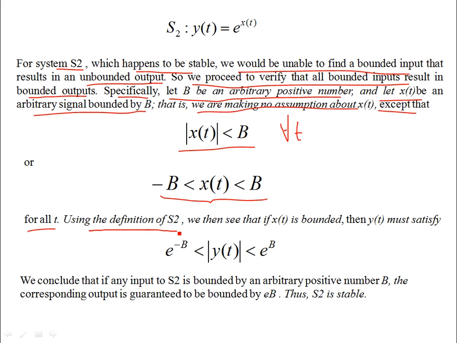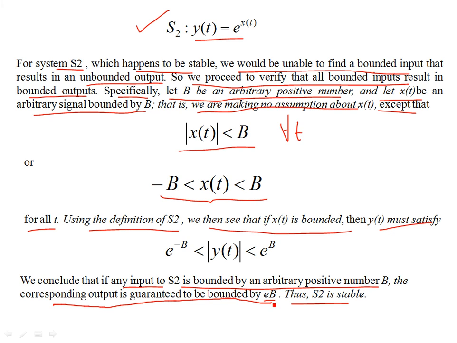Now using the definition of S2, the system defined by this equation, we can see that if x(t) is bounded, then y(t) must lie between e to the minus B and e to the plus B. That means the output y(t) is bounded by e to the B. Thus, the system S2 is stable. So we conclude that if any input to S2 is bounded by an arbitrary positive number B, the corresponding output is guaranteed to be bounded by e to the B. That's all.